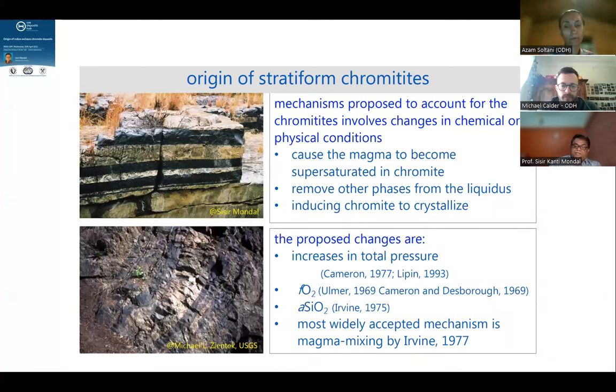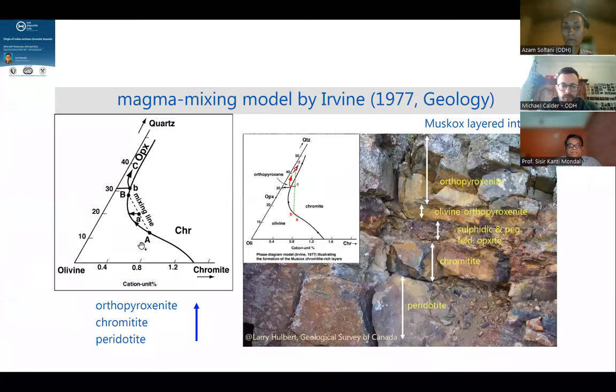However, the most widely accepted mechanism is the magma mixing model, as proposed by Neil Irvine in 1977. He rejected his earlier contamination model and proposed this particular model. This model is a very elegant model to describe and explain the occurrence of stratiform chromitite layers, and it is formulated based on field evidence and experimental work. This is the Muskox layered intrusion, where we have peridotite, chromitite, then the occurrence of orthopyroxenite.